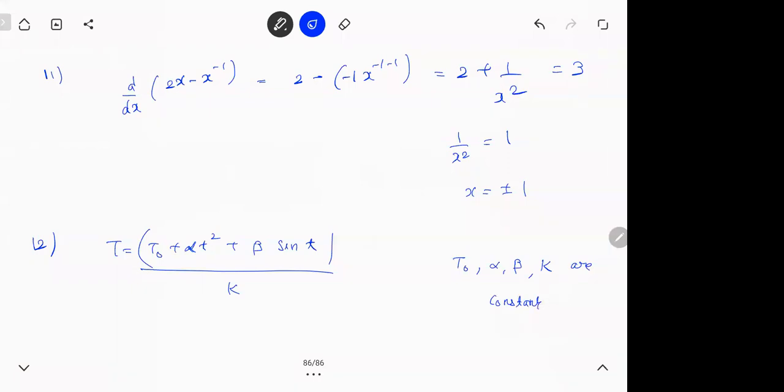He is asking rate of change of temperature, meaning he is asking dT by small dt. K is constant and it will be outside. T naught is 0. 2 alpha t plus beta cos t.